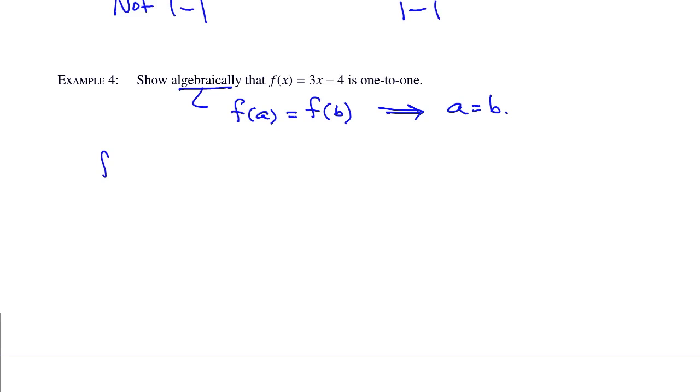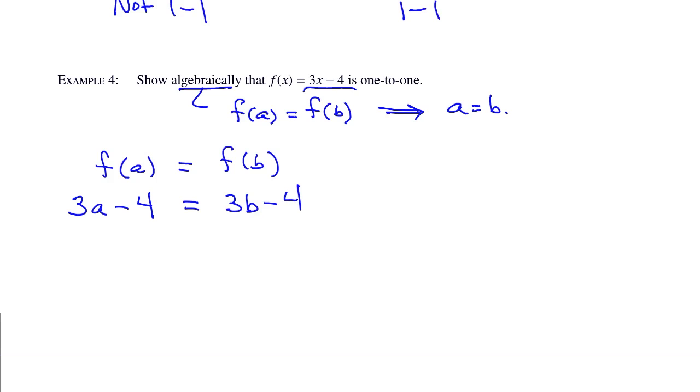So let's start right here. f of a is equal to f of b. f of a means to plug a into the function. The function is 3x minus 4. So that's going to be 3a minus 4. f of b means to plug b into the function. That's going to be 3b minus 4.